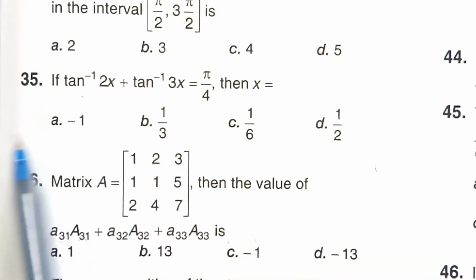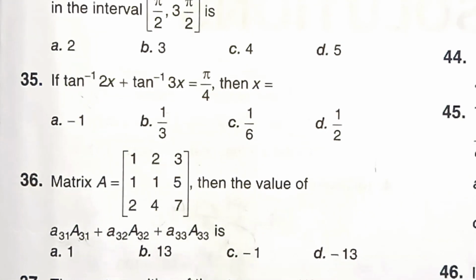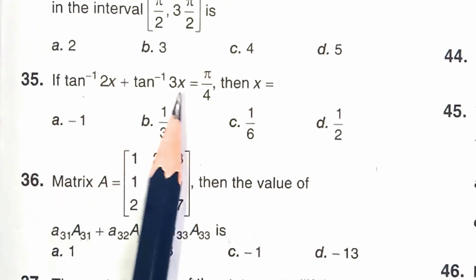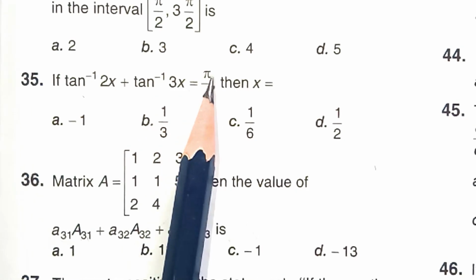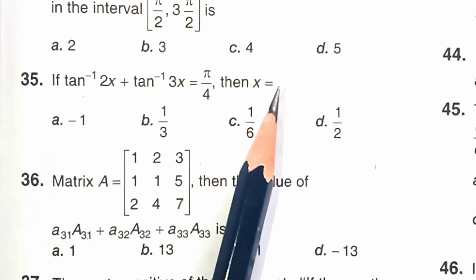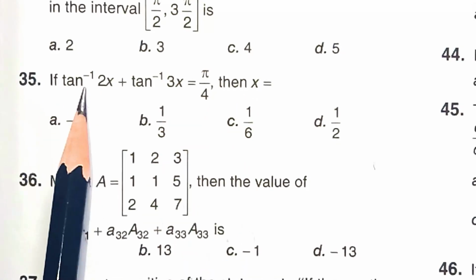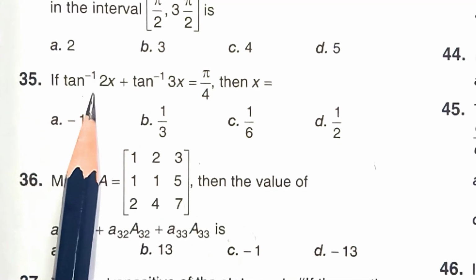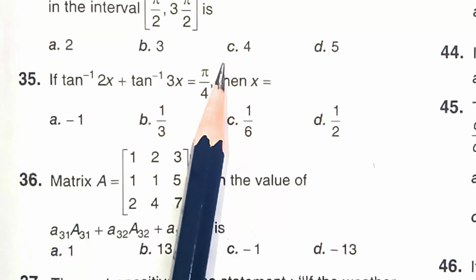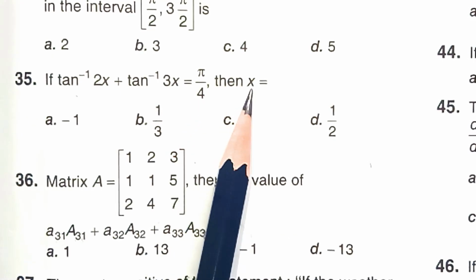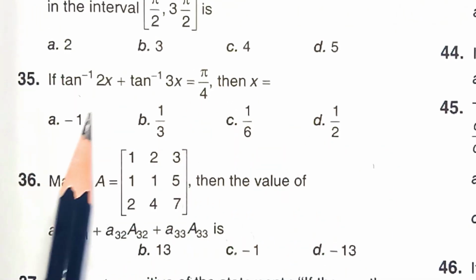Here is example number 35. It says that tan inverse of 2x plus tan inverse of 3x is equal to pi by 4. Then what is the value of x? The function is given in the form tan inverse of 2x plus tan inverse of 3x, which has the value pi by 4, and we want the value of x. And the options are given.